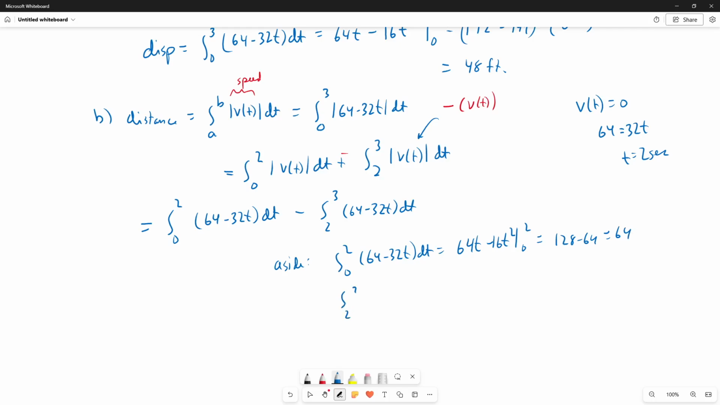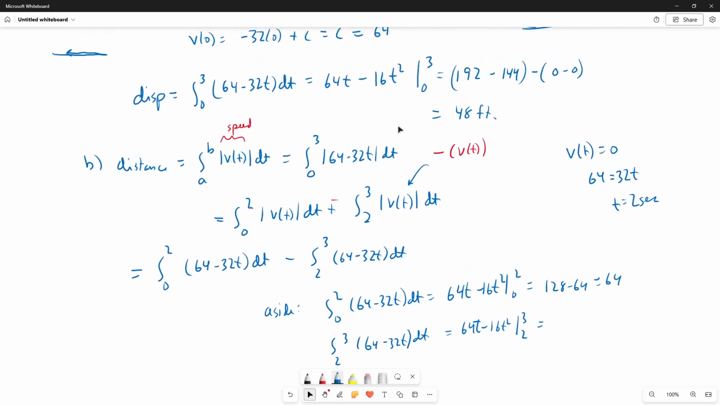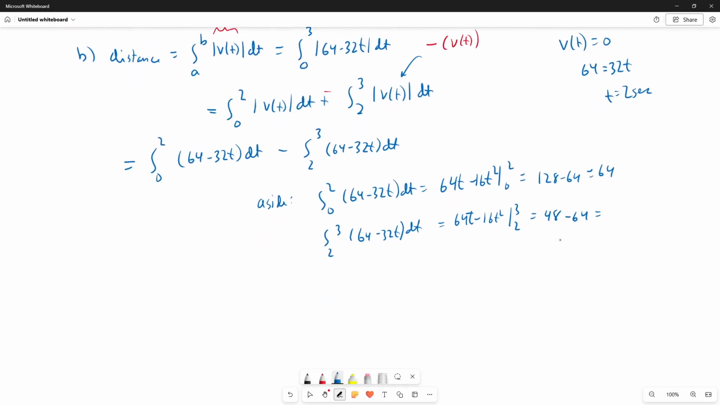And for the second integral, the antiderivative is the same. We have different numbers to plug in. When we plugged in 3 earlier, we got 48. So we plug in 3 here, we get 48. And when we plug in 2, we get 64, because we already plugged those numbers in. So we'll take advantage of that knowledge. And now we subtract and we get negative 16.